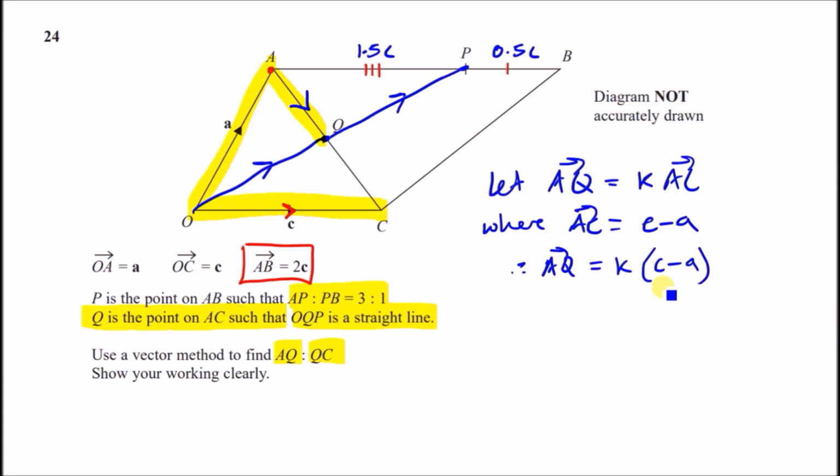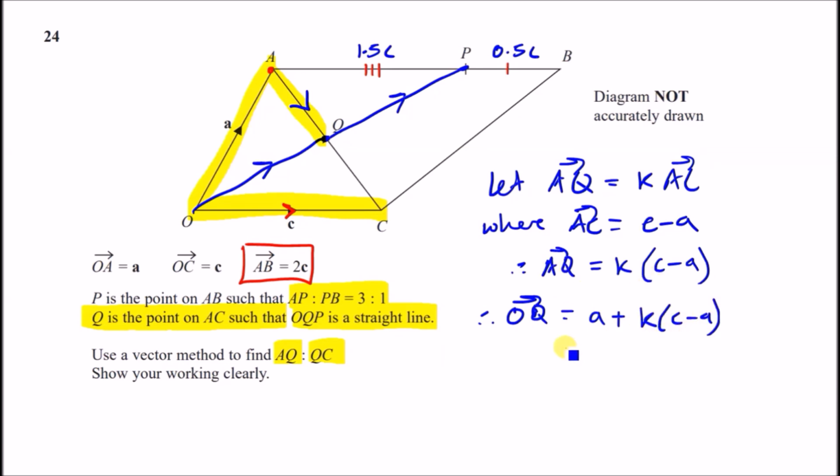Okay, now what is next? Well, we're trying to show that firstly, we have a straight line here, right? And we're trying to find a ratio. Let's find O to Q now, since we've got enough information. O to Q, how do you go from O to Q? Well, we can go up by A and then follow that AQ route we found. So it's just A plus the AQ route, which is K times C minus A, okay?